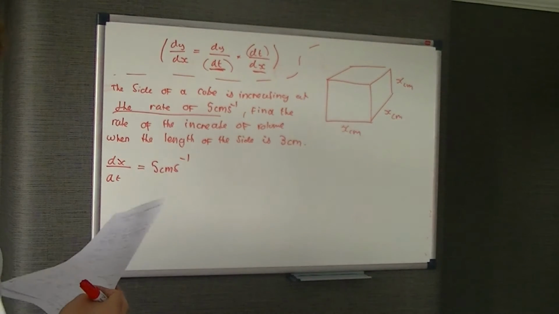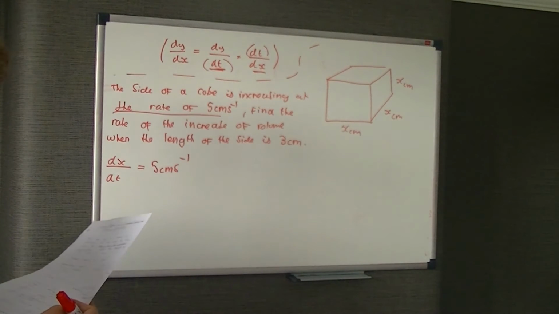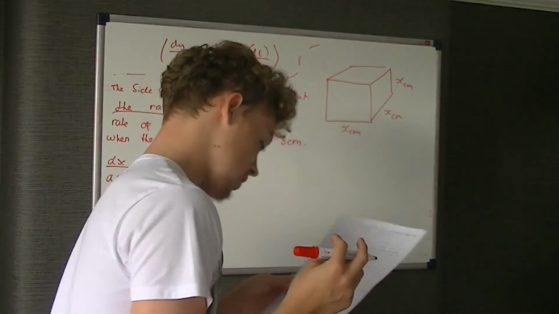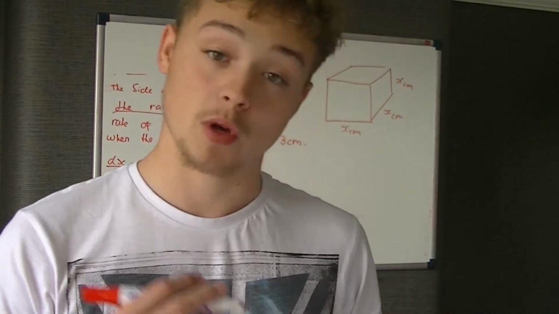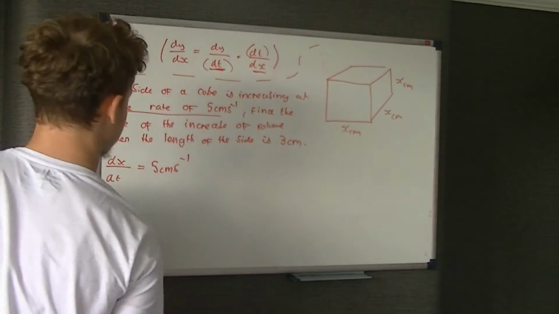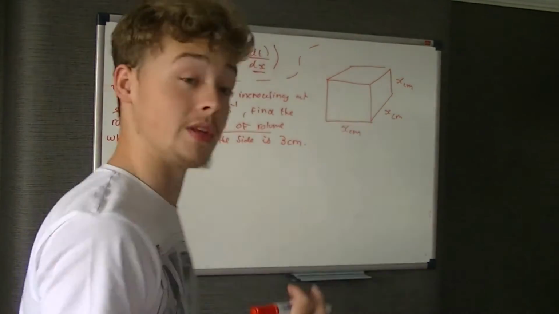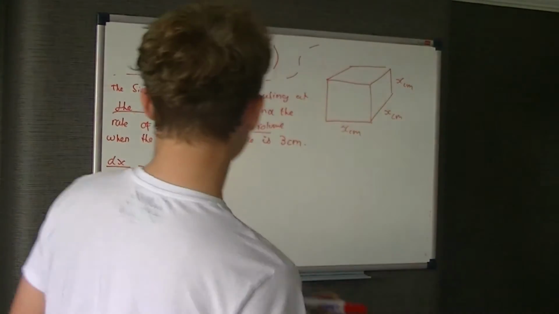So that's why we can't put x is equal to 3 centimetres. So it's essentially saying find the rate of the change of volume with respect to the time when x equals 3. That's what it's saying. So find the rate of the increase of volume. So the rate of the increase in volume is dV.